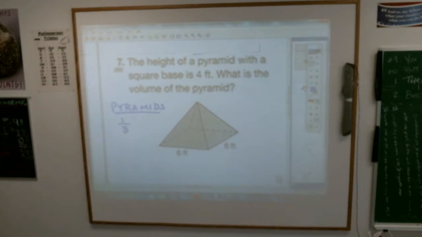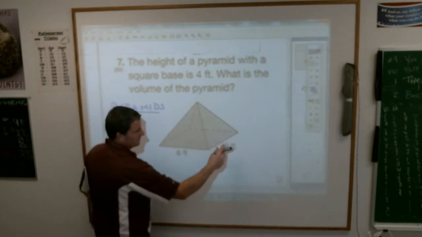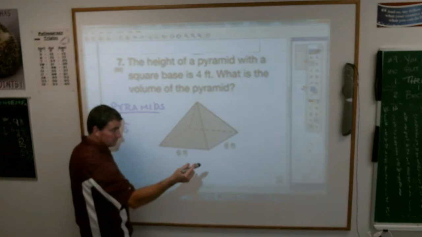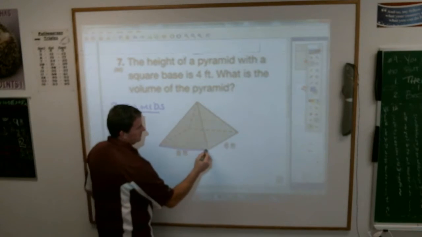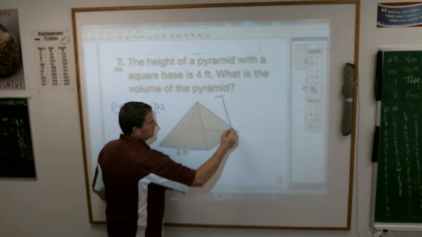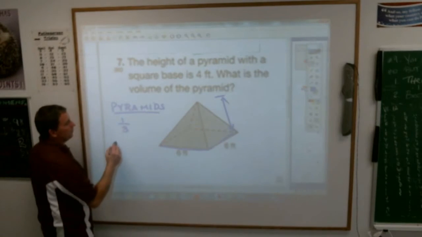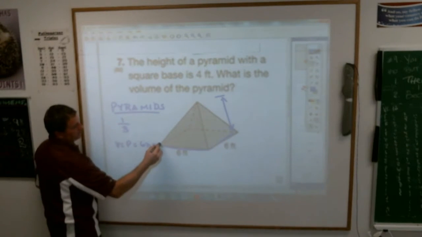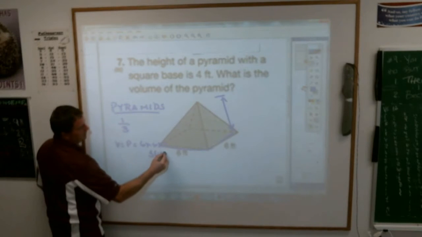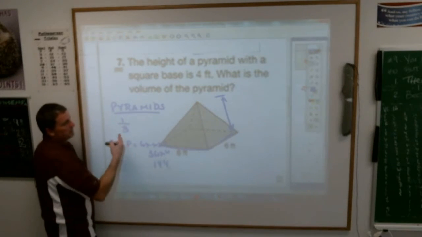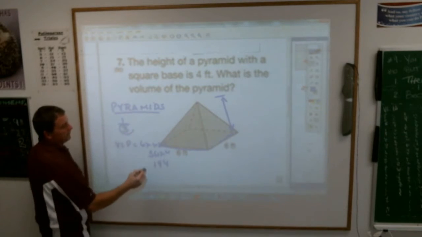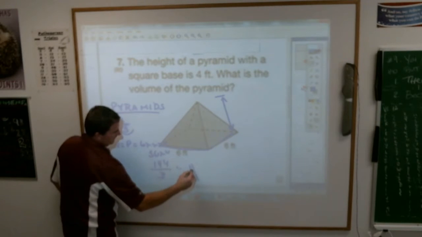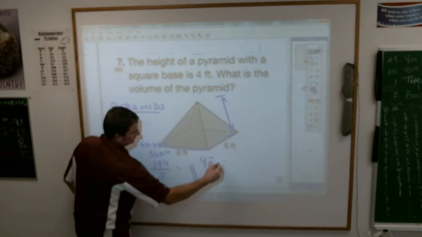If that's the case, what you have to do is find the volume of this. And the volume of a rectangular prism is easy because it's just length times width times height. The volume of this thing is 6 times 6 times how tall did it say it was? 4. So the volume of the whole thing, of the prism, is 6 times 6 times 4, which is 36 times 4, which is 144. But this is a pyramid, which means it's only 1/3 of that, so you divide that by 3, it would be 48 feet cubed.